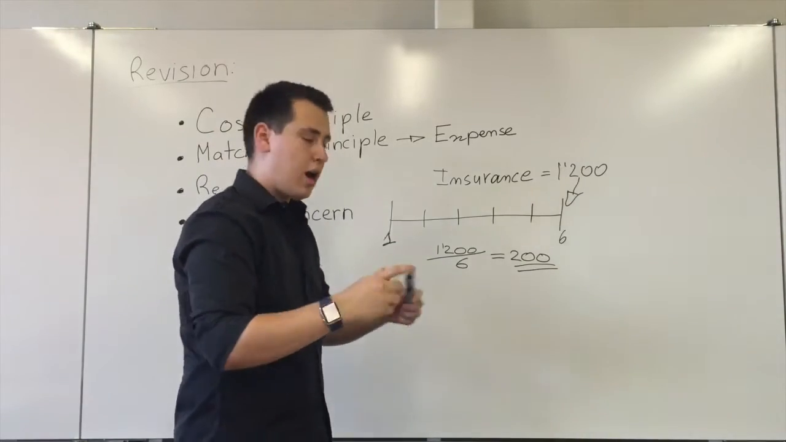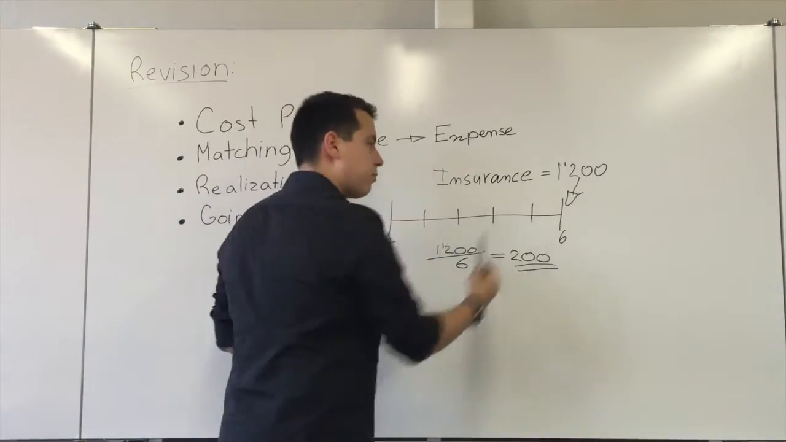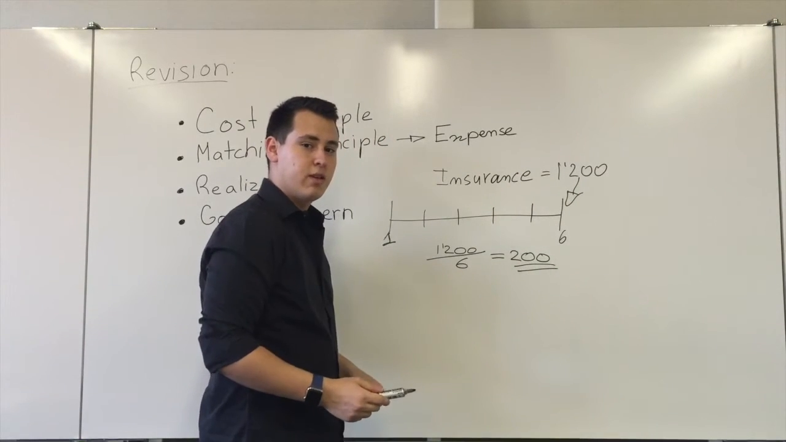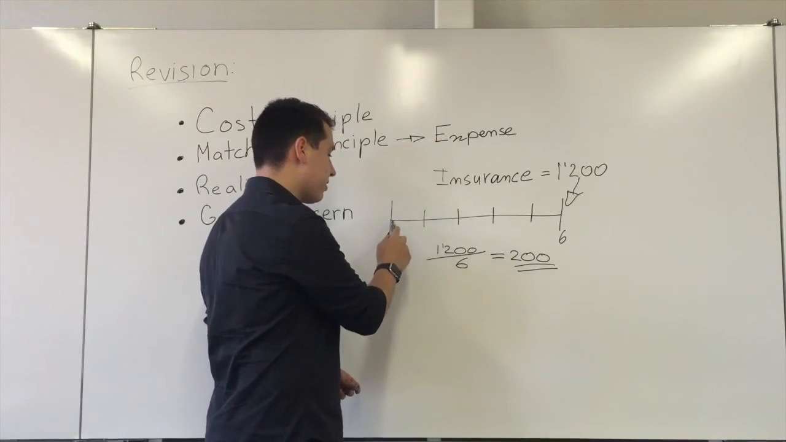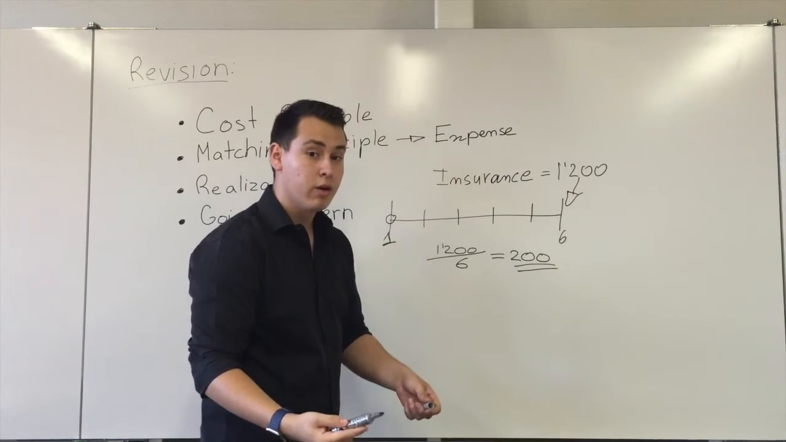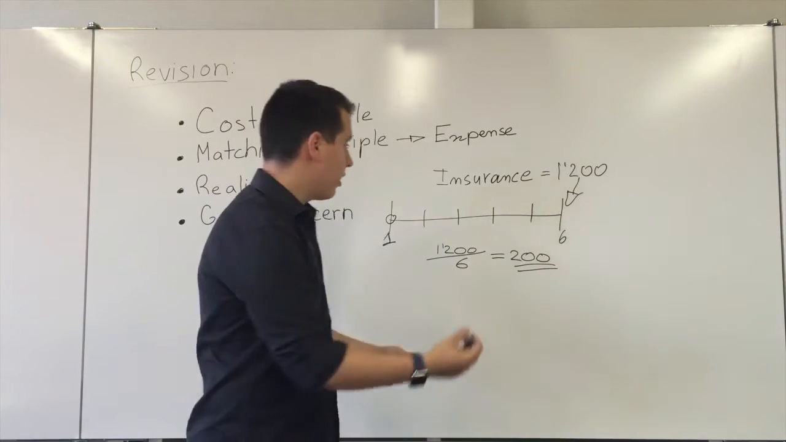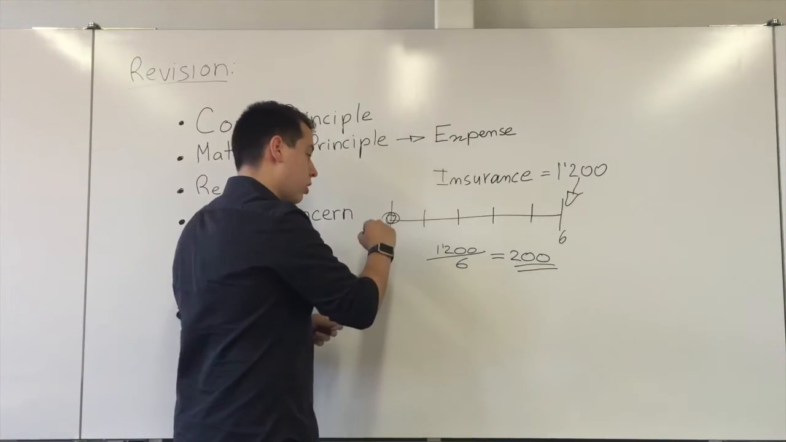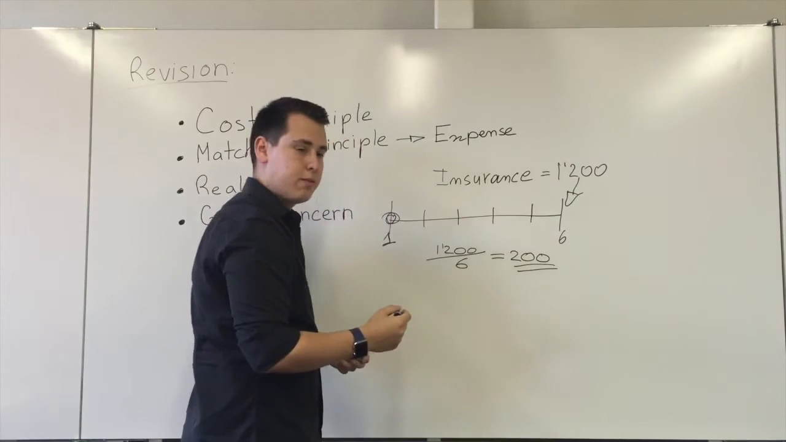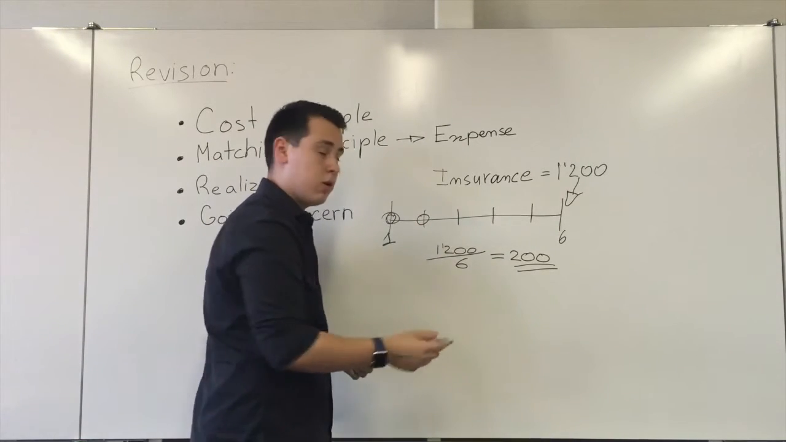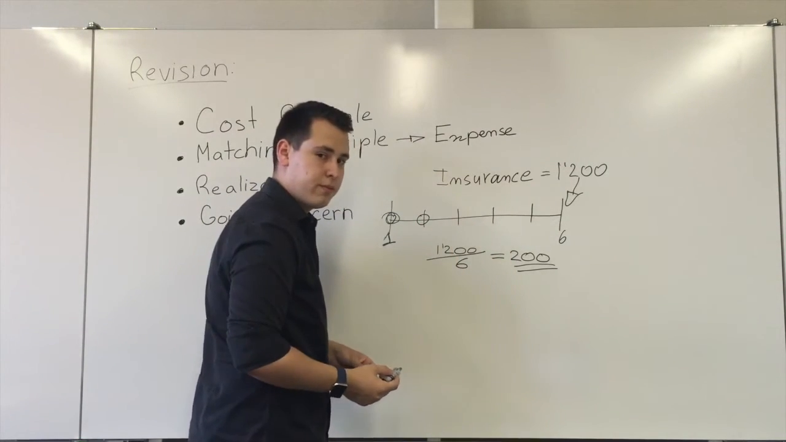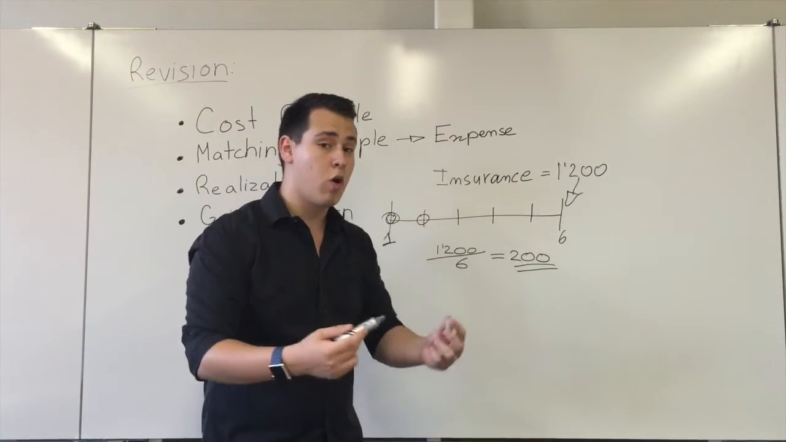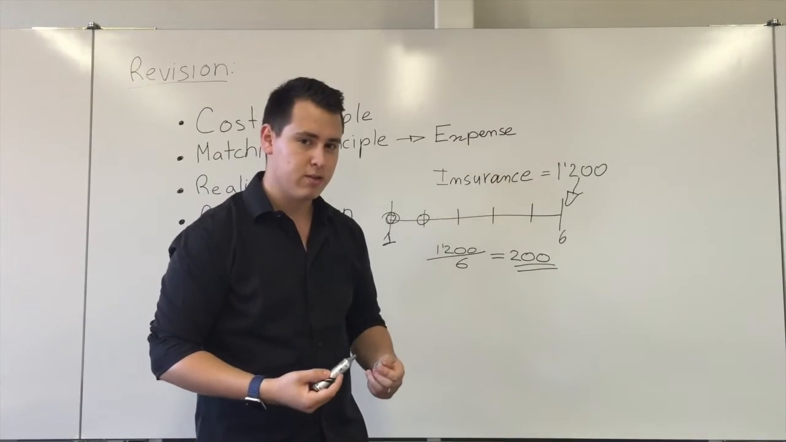I'm not waiting until the 6th month to write 1,200 in my expenses. I'm recording the expenses as they incur, as they occur, as they're created. Because this insurance is providing me with a service in the first month, so I'll charge 200 expense. On the second month as well, I'll put 200 expense. You see, I'm not waiting until the end of the 6th month to record 1,200 as an expense.